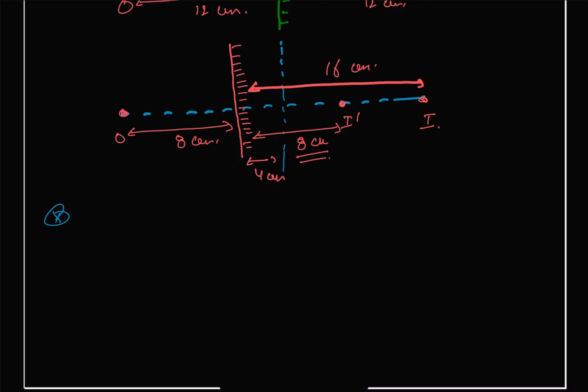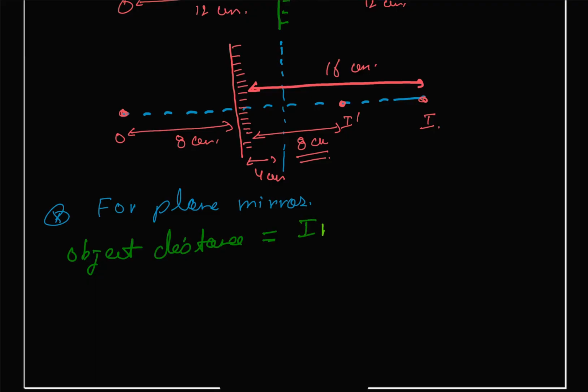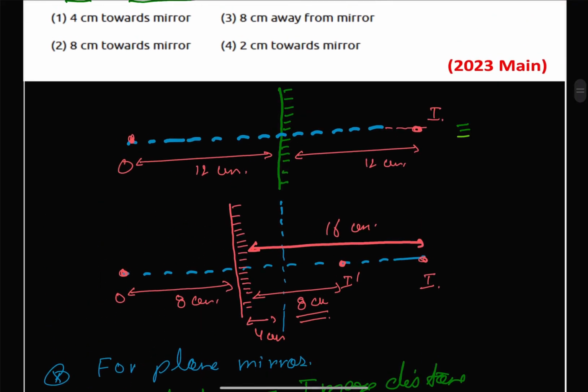We know that for a plane mirror, the distance of the object is equal to the distance of the image. We can say, in shorter form, object distance will be equal to image distance. Let us call this case 1 and this case 2.